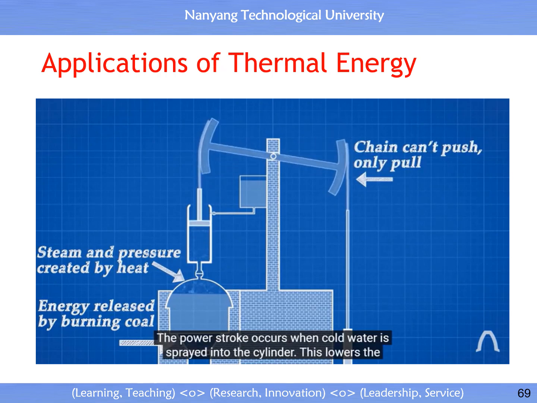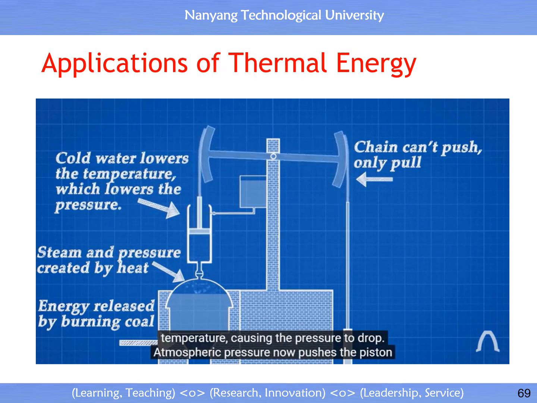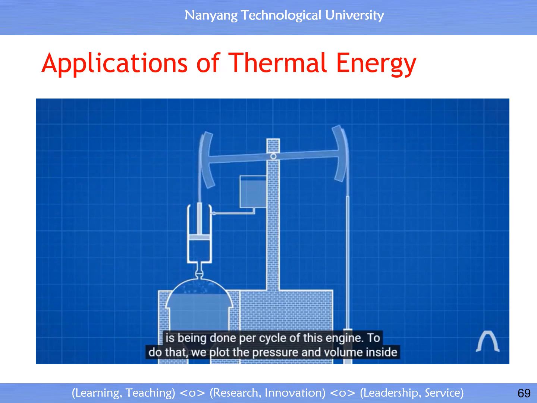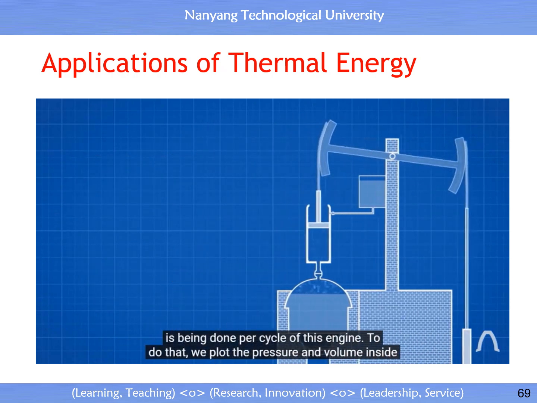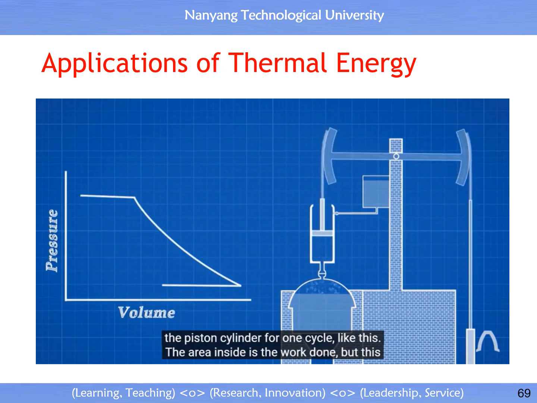The power stroke occurs when cold water is sprayed into the cylinder. This lowers the temperature, causing the pressure to drop. Atmospheric pressure now pushes the piston back down. We want to be able to quantify how much work is being done per cycle of this engine. To do that, we plot the pressure and volume inside the piston cylinder for one cycle, like this.